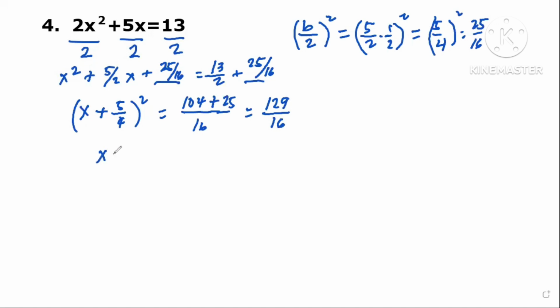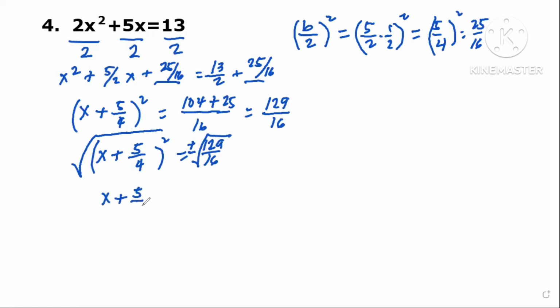So we have x plus 5 over 4 squared is equal to 129 over 16. And then we take the square root of both sides, plus minus square root of 129 over 16. So this is equal to x plus 5 over 4 equals, no, 129, wala tayong square root. So as is pa rin yan, 129. Square root of 16 is 4, so over 4 tayo.